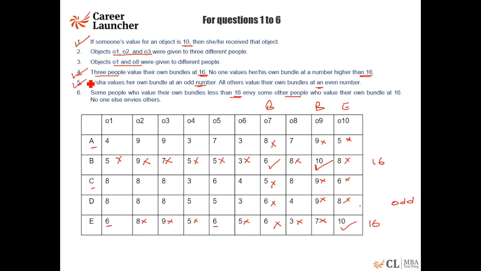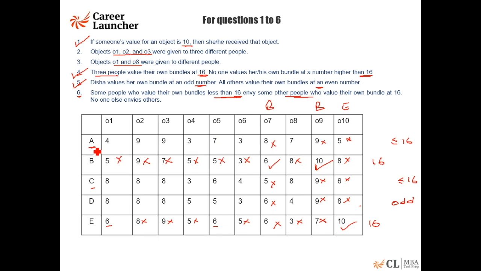We have done this, we know this is less than or equal to 16 and this is also less than or equal to 16. One of them is 16, the other is less. Okay. So we need to look at statement 6 now again. Some people who value their own bundle at less than 16 envy some other people who value their own bundle at 16. So if A values his or her bundle less than 16, then he or she should be envying someone else. Let's check that out.